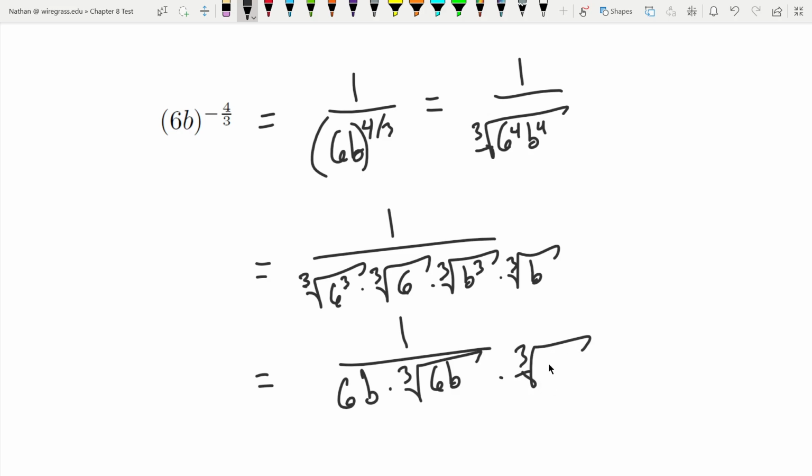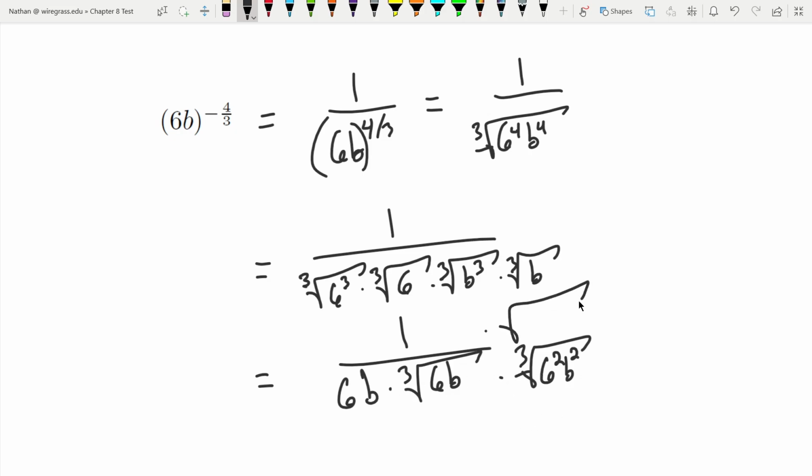Now, I can actually rationalize this denominator if I multiply the top and bottom by the cube root of 6 squared b squared. The reason why I have to do 6 squared b squared is because 6 squared times 6 is 6 cubed. And we can combine the b squared times b, that makes b to the 6th power. Or sorry, b to the third power, and then the third root and the third power cancel. So that's actually going to end up canceling everything, the radicals in the denominator.